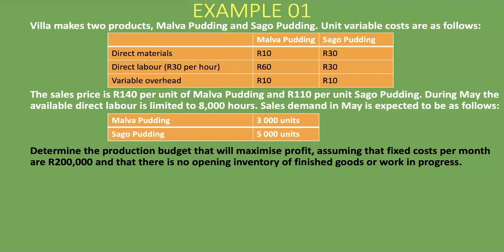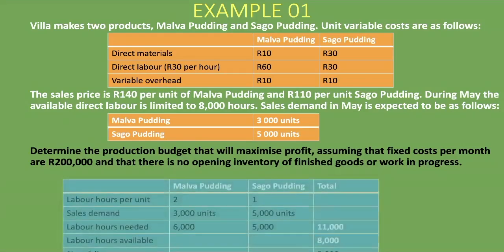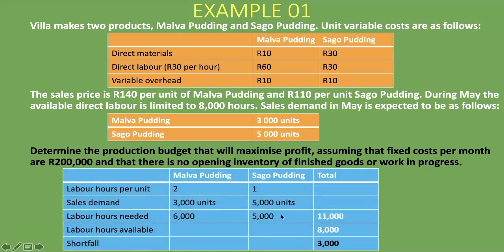So if we produce Sago pudding first, what do we need? Well, you can see what we had initially calculated. Labor hours needed to produce all the units we need to sell for Sago pudding. We need 5,000 labor hours. So we're going to use 5,000 labor hours first to produce all the units we need for Sago pudding, and then whatever is remaining we will use for Malva pudding.